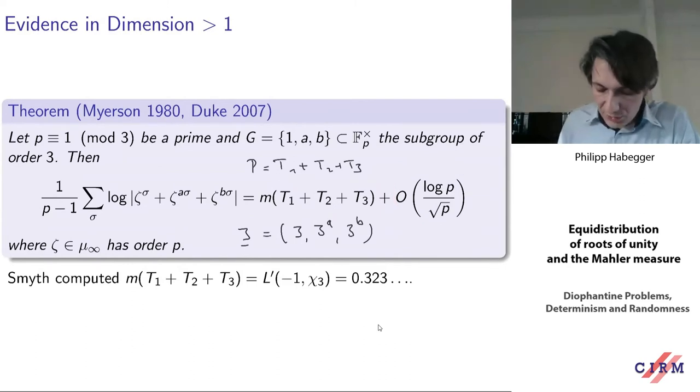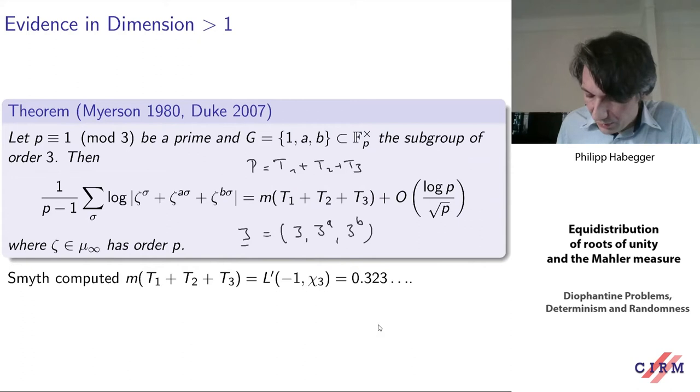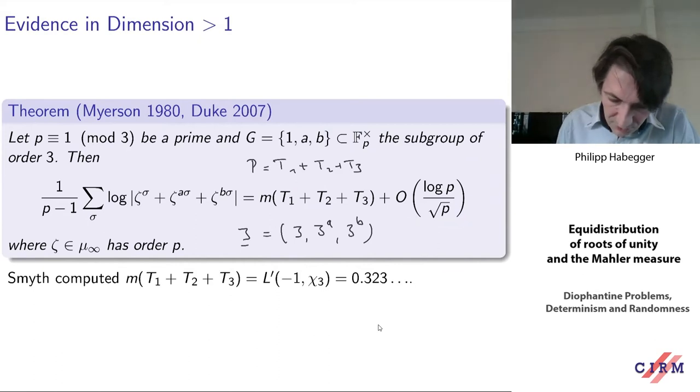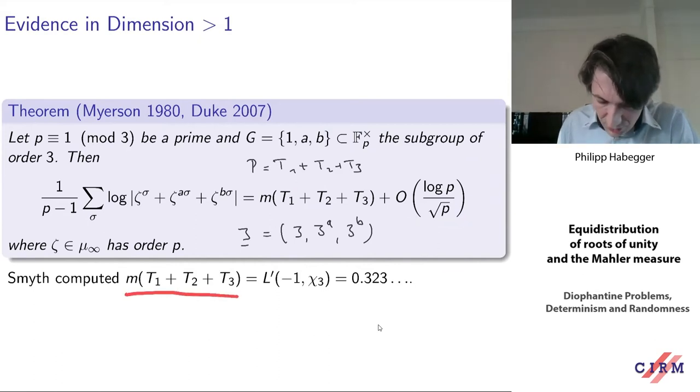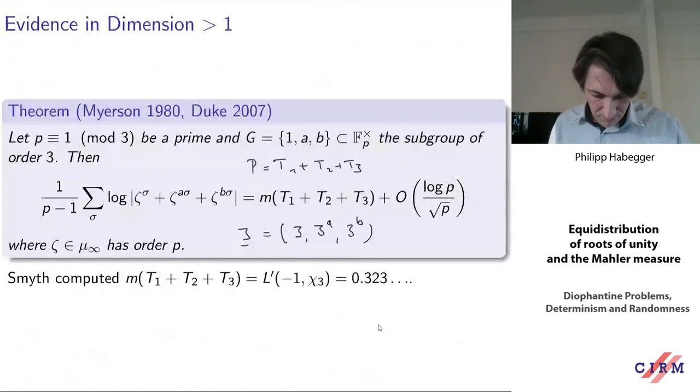And delta here can be computed from this tuple. And this is actually even a more precise way of stating convergence here. The difference goes to 0 as p goes to infinity in this way here. And let me just say an amusing fact about this Mahler measure. It was computed by Chris Smyth to be equal to the value of the derivative of a certain L function at the point minus 1. So this value here can be approximated numerically, and we see it's a positive real number. Let me stop here. So this is some evidence towards the conjecture in dimension greater than one.